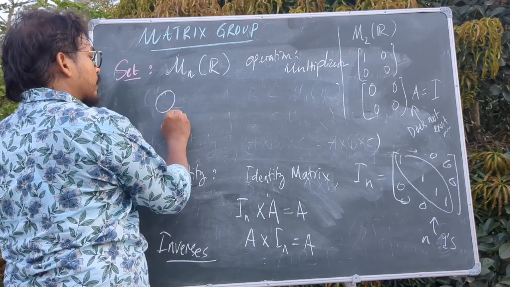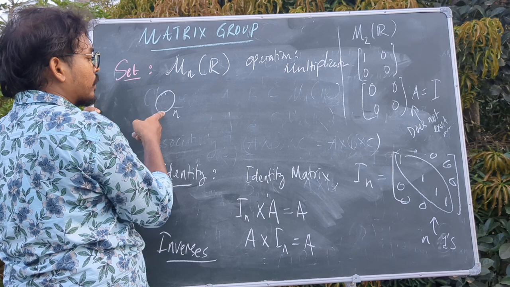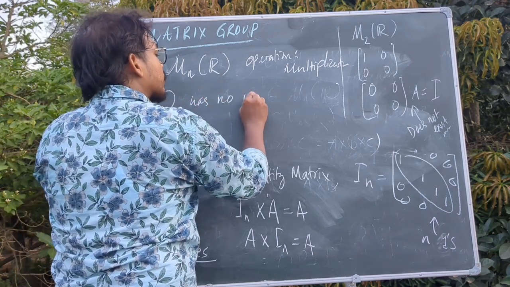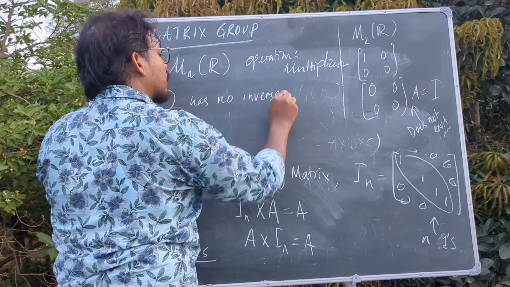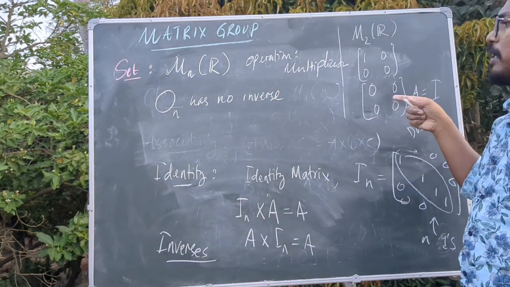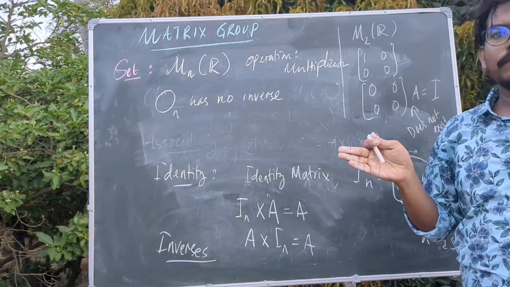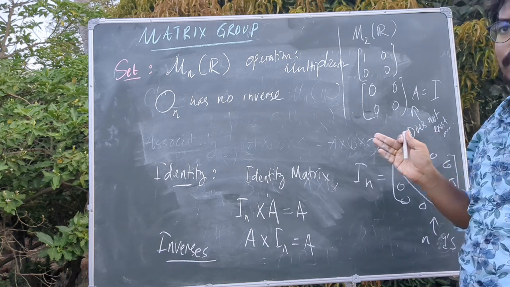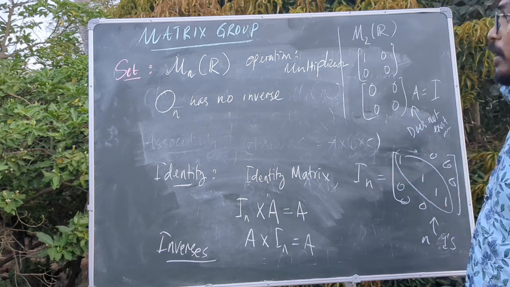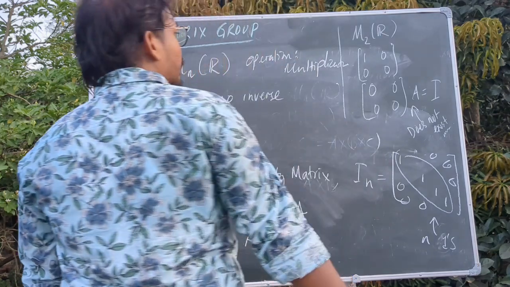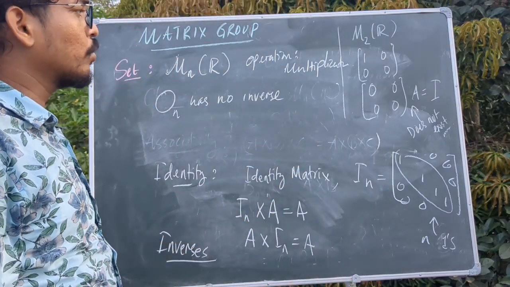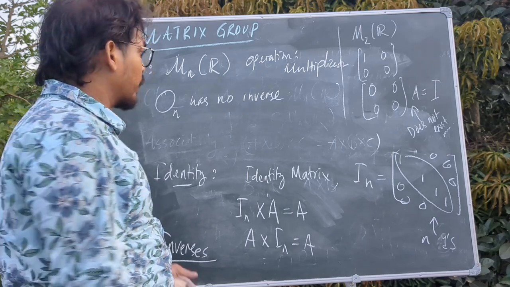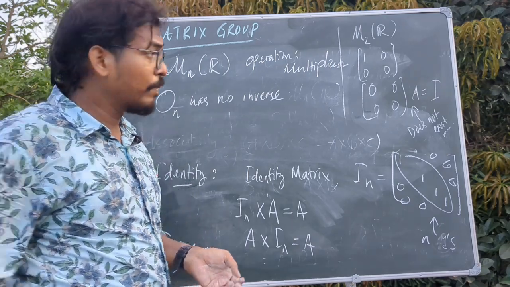The zero matrix, the square matrix 0, has no inverse. This matrix also has no inverse. A matrix can't have an inverse if its determinant is 0. If a matrix is singular, it will not have an inverse. So let us remove those matrices whose determinant is 0, and let's see if that will form a group or not. And that has a special name.